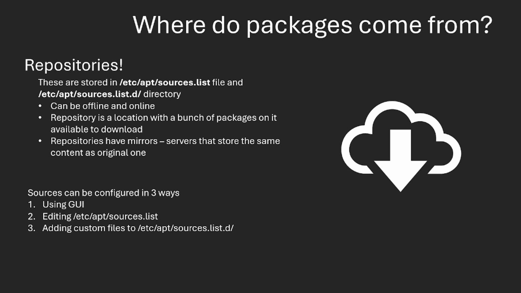The best thing about Linux is that it does exactly what we tell it to. Getting packages is no different here. We can define from where our distro should download packages in 3 different ways: via graphical interface, by editing the sources.list file as root, and by adding custom files to the sources.list.d directory. Today, we'll focus on the second one. How can we edit it?